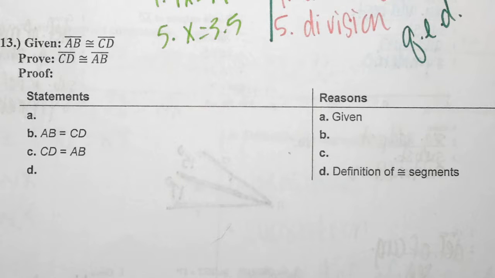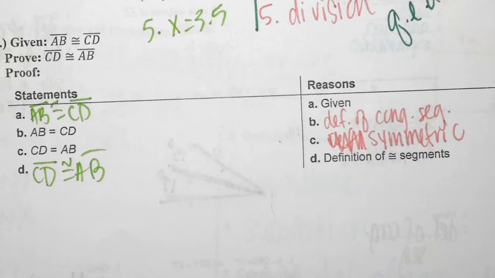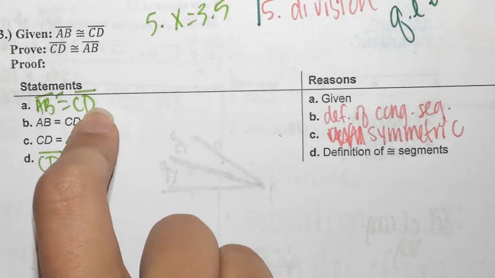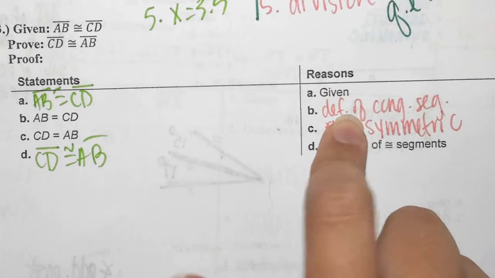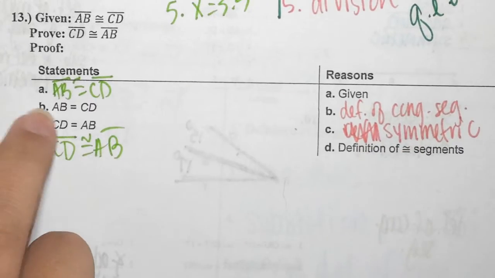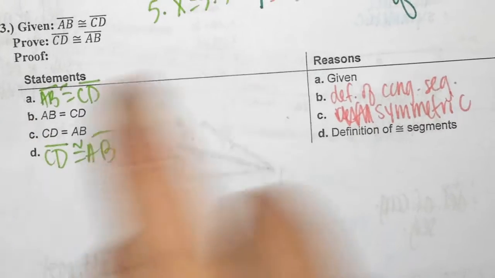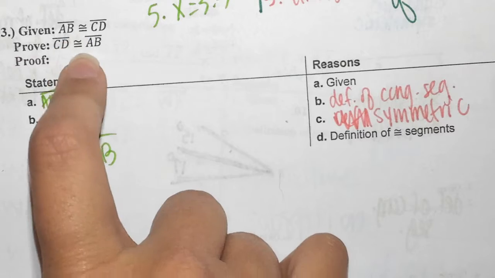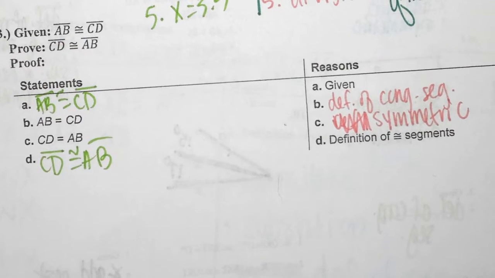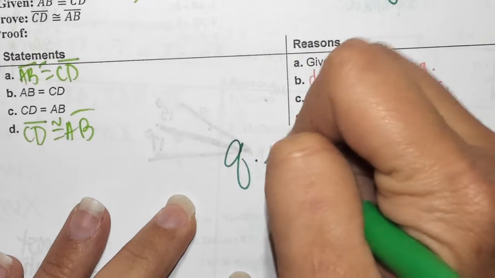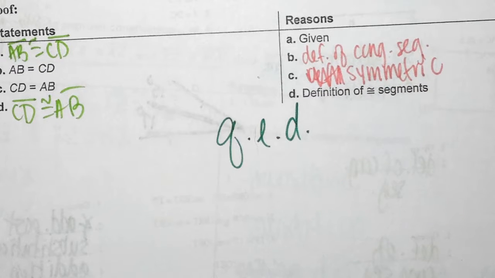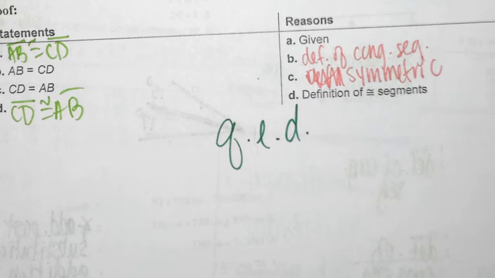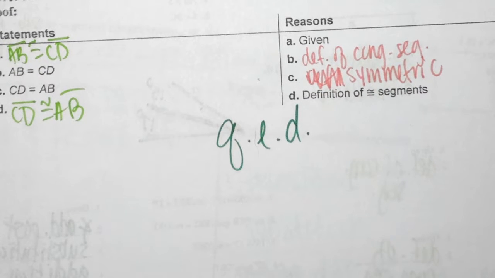Given is AB is congruent to CD. Alright, so I got segment AB is congruent to segment CD, and that's given. Definition of congruent segments, when we say that they're equal. We flipped it around, so that's symmetric. And then we said that the segments are congruent because that's what we're trying to prove. And what do we end it with? QED. Why do we do that? Because we're fancy.